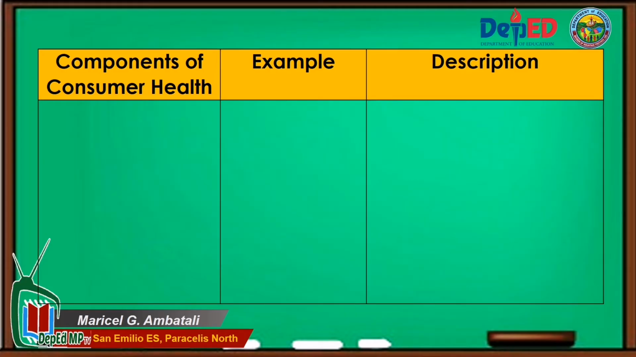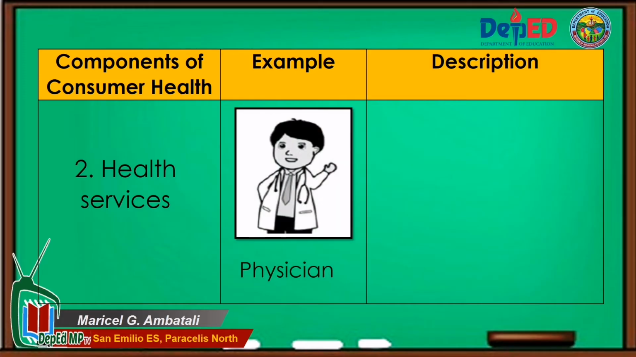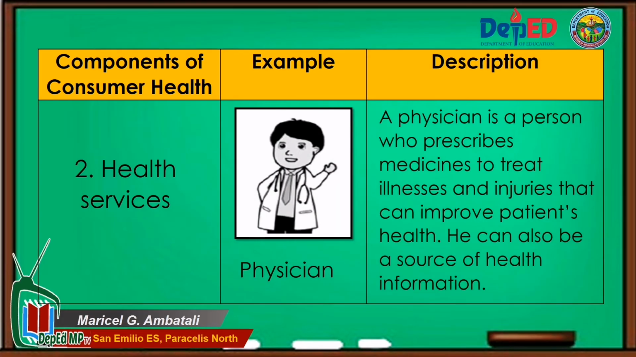The second component of consumer health is health services. And one example of health service is a physician. A physician is a person who prescribes medicines to treat illnesses and injuries that can improve patients' health. He can also be a source of health information.